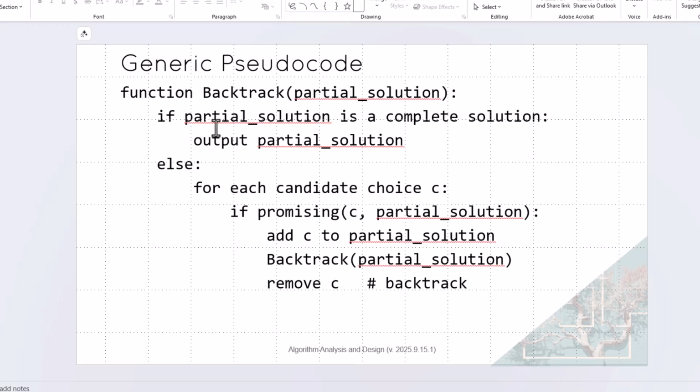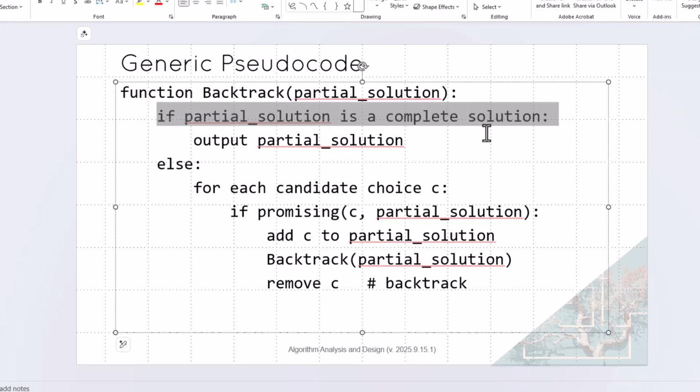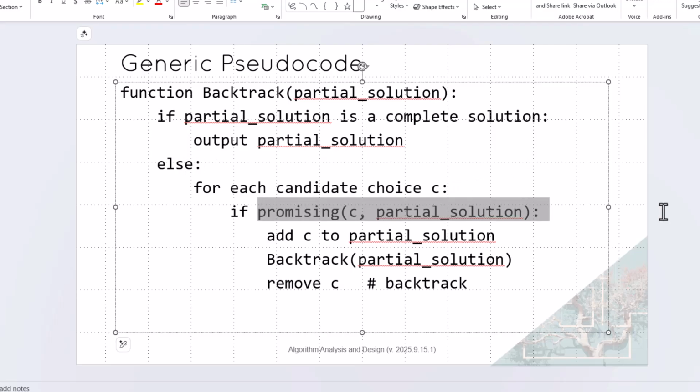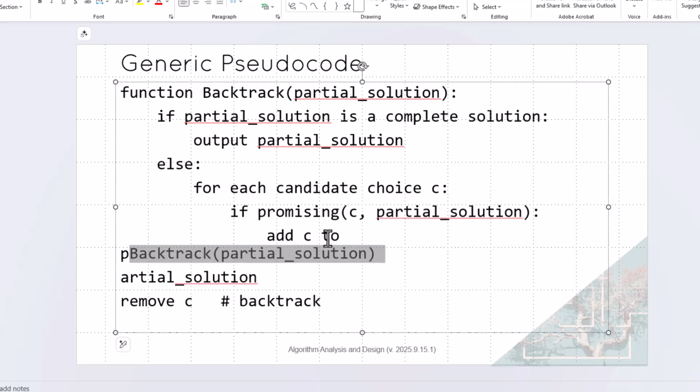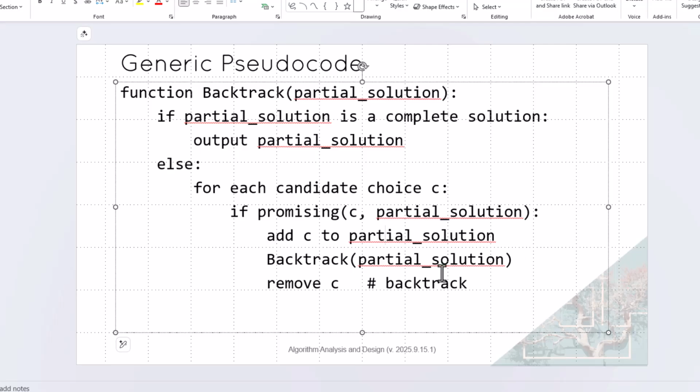Here's general pseudocode. If the partial solution is a complete solution, we output it, print it. Otherwise, for each candidate, if it's promising, then we add C to the partial solution and then call backtrack recursively. You can see that this is doing the depth first search here. We add C to our partial solution, and then you don't go back in the for loop and go for the next one. You actually recursively call backtrack. So you're going deeper in the tree before you go wider. So it's not breadth first search, it's depth first search.